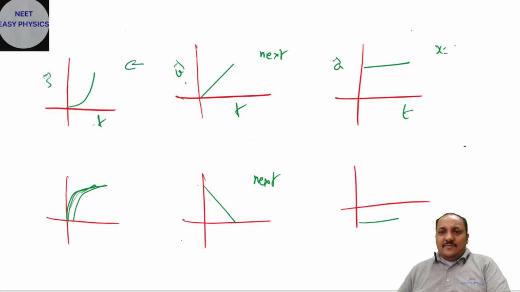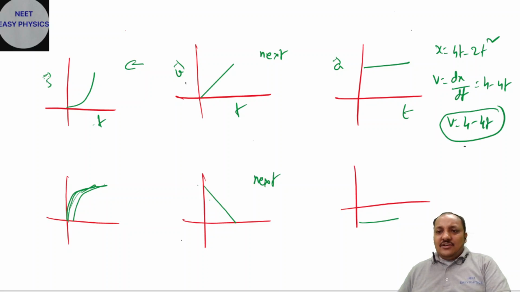So x is equal to 4t minus 2t square, they gave. Now what is the nature of the velocity time graph? Velocity is nothing but dx by dt. What you will get? 4 minus 4t. v is equal to 4 minus 4t. What is the graph nature now? So velocity is equal to 4 minus 4t means y is equal to c minus mx. So the slope is going to be negative here. m is going to be minus 4, you are getting.